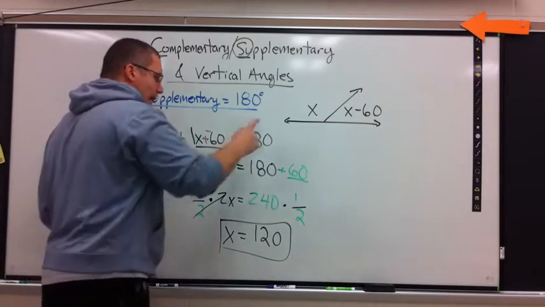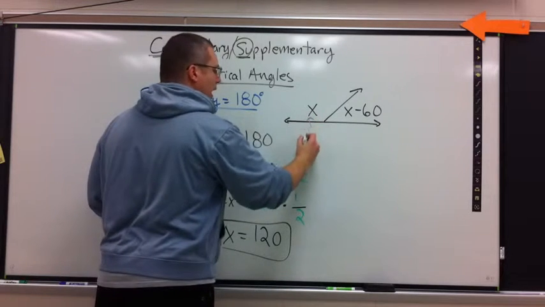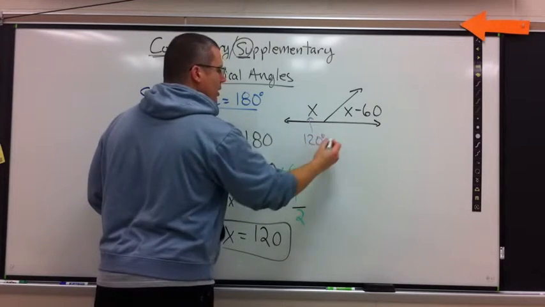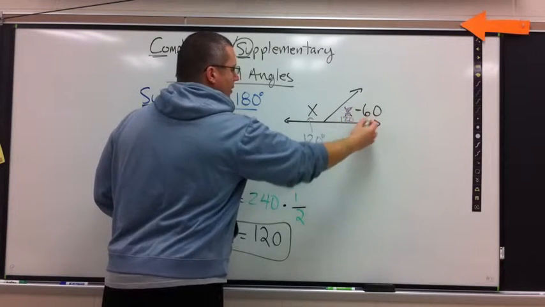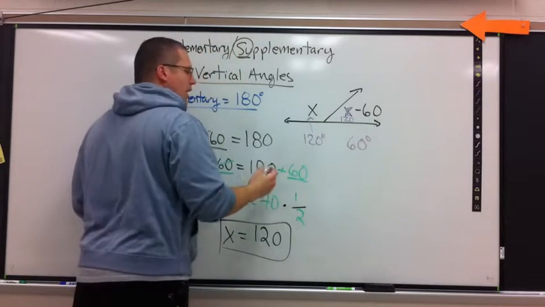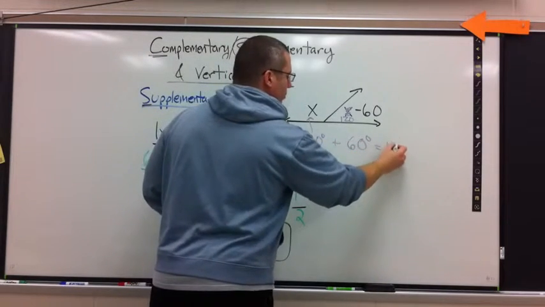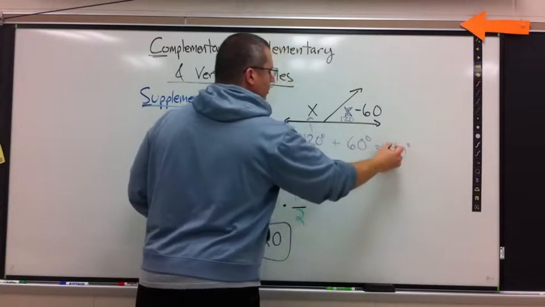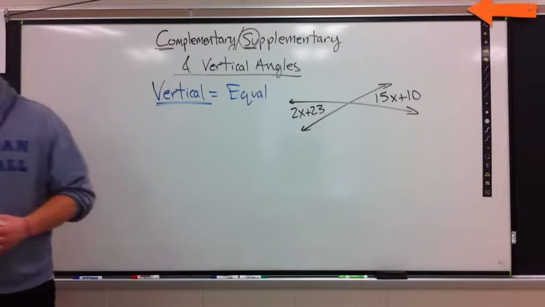If I need to, I can go back to my problem. X is 120. That means this side is 120 degrees. This side is 120 minus 60, which is 60. How do I check? Add them up, and I should get 180 degrees. Again, filling.